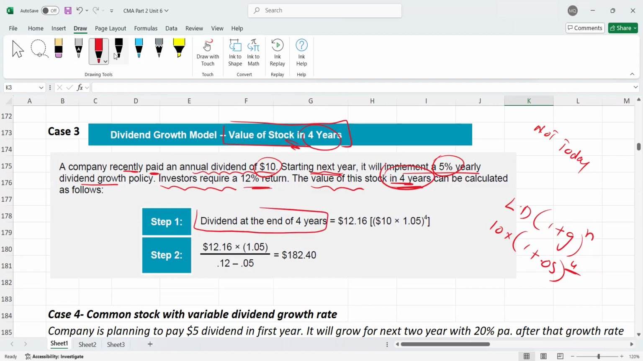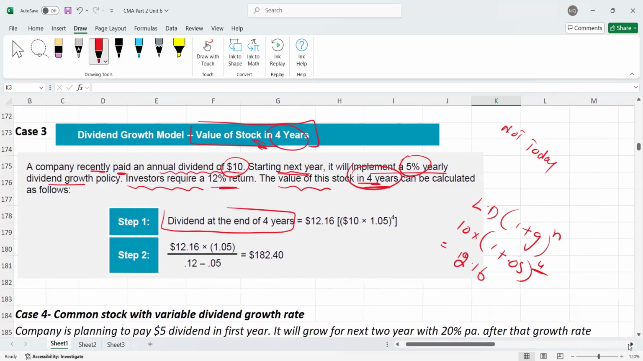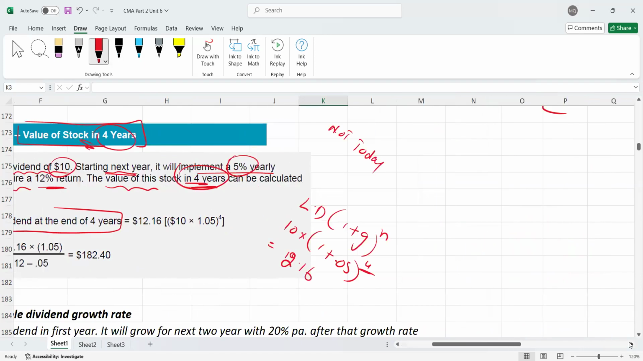Once I have the dividend at the end of year 4, if you solve it, it will be 12.16. Now I'll apply the formula for perpetuity with growth. Market value equals this dividend, which you have already grown for the 4 years, 12.16, times 1 plus growth, again 0.05, divided by the investor's required rate of return minus growth.